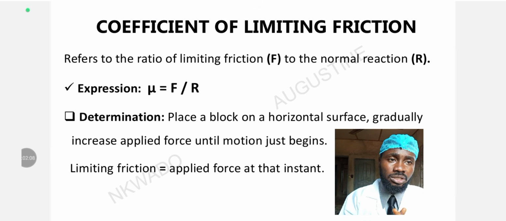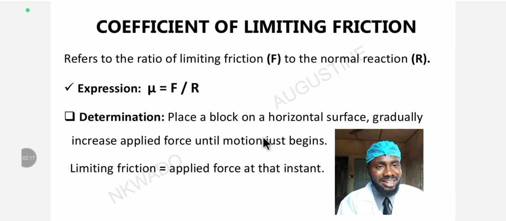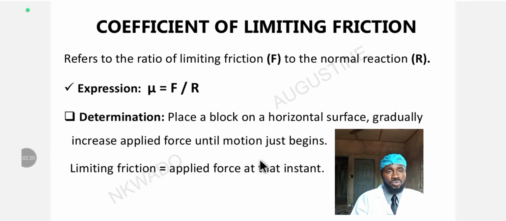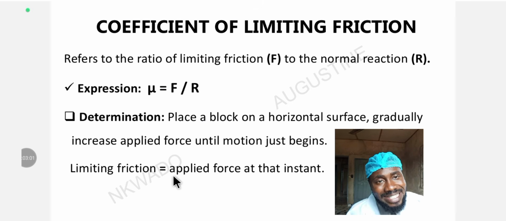Then for the dynamic friction, it is usually less than the limiting friction. But in the static friction, you continue to increase the applied force to the maximum value until the object starts to move. So at the instant where the block starts moving due to the cumulative applied force, limiting friction equals applied force.